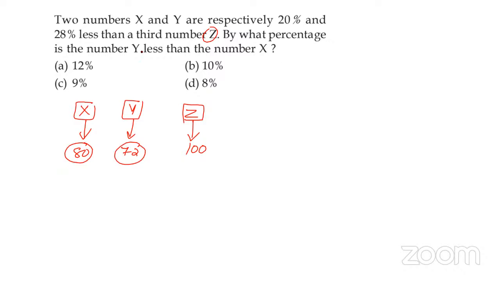So the question here is, Y is what percentage less than X? So I can clearly write it as, 72 is what percentage less than 80. Now it's easier for you to do the calculation. So percentage less is equal to, what's the value less? 72 is how much less than 80? It's nothing but 8.